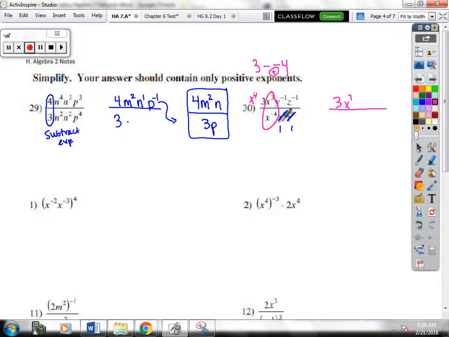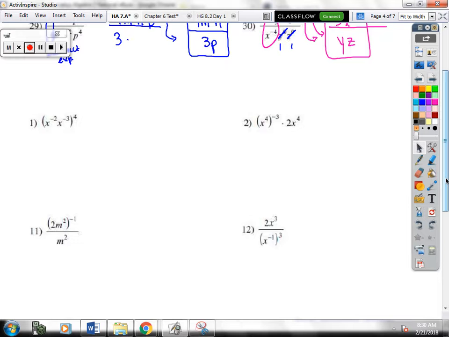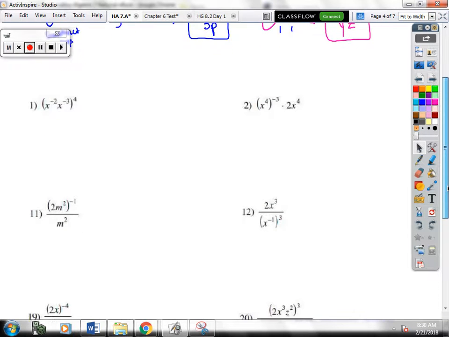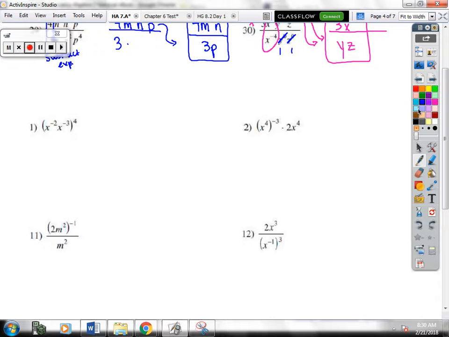And then the next two, these just went away, became 1. So the negative 1 will move down to the denominator, and the negative 1 for the z. So we'll have y z. So 3x to the 7th over y z. See, the numbers are all shuffled around because I pulled them from 2 different worksheets.